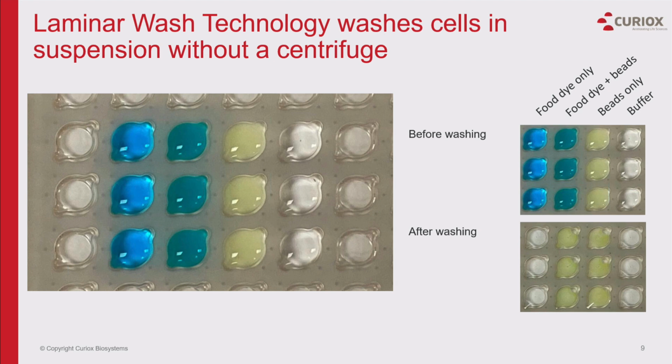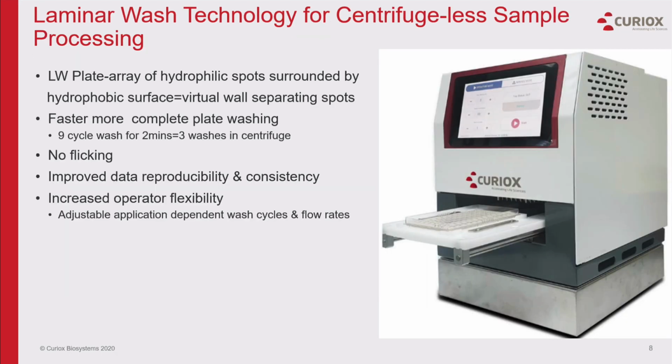So the wash cycles basically remove all the debris, unbound antibodies, whatever it is, leaving the cells on the bottom intact and unperturbed. So this is the key feature of the Laminar Wash system, that the cells settle to the bottom of the well, they go through these washing steps, and they remain in an unperturbed state.